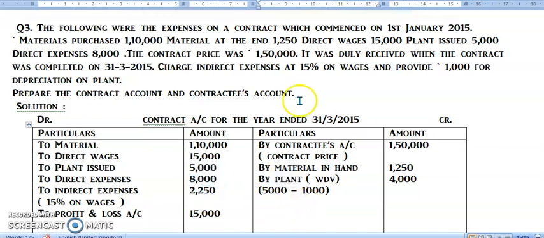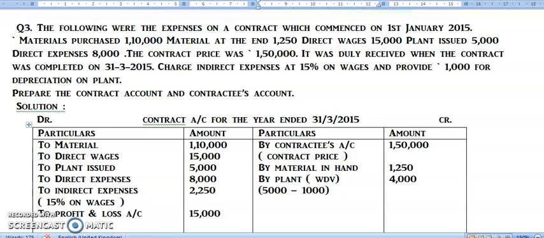ठीक है, उसके बाद नेक्स्ट बोला है कि 1,000 रुपया आपको डेप्रिसिएशन ऑन प्लांट है. ठीक है, तो प्लांट का WDV हमने रिकॉर्ड कर दिया. 1,000 रुपया 5,000 में से माइनस कर दिया. 5,000 is a plant का actual cost. We have minus the depreciated value and we are getting the WDV, which we are going to record on the credit side of a contract account. Contract के credit side पे हमने वो value record कर दी.